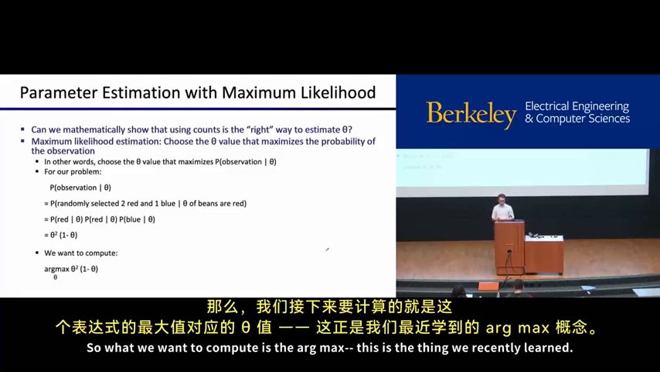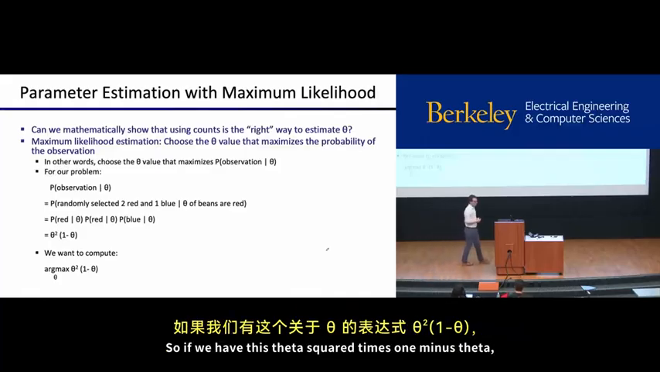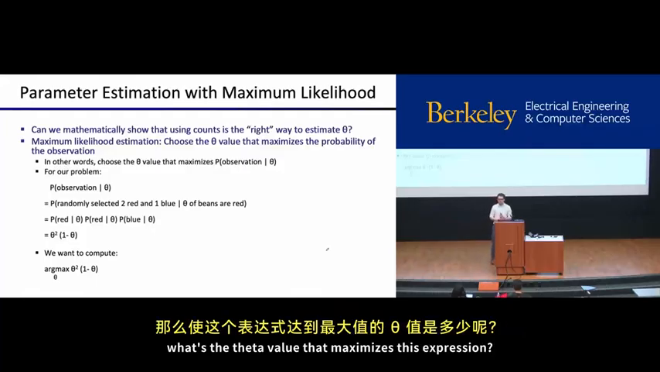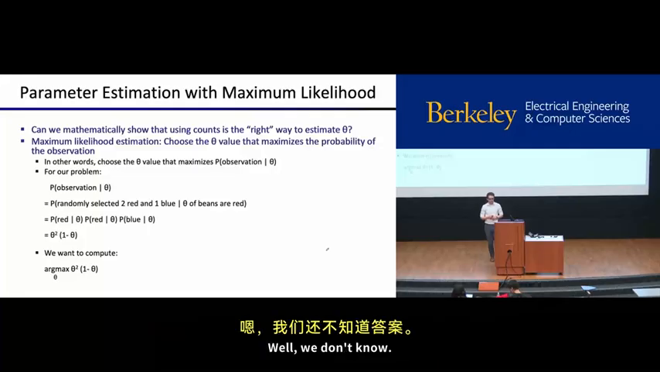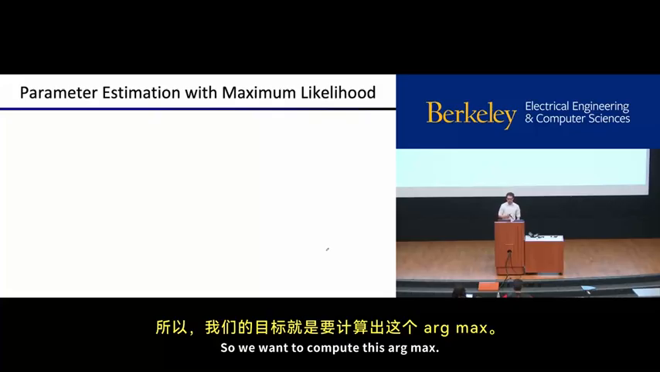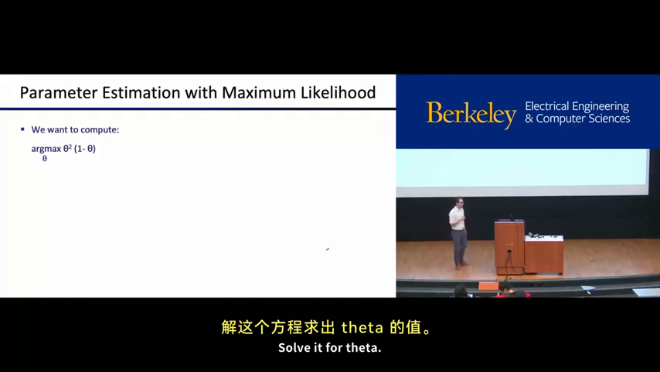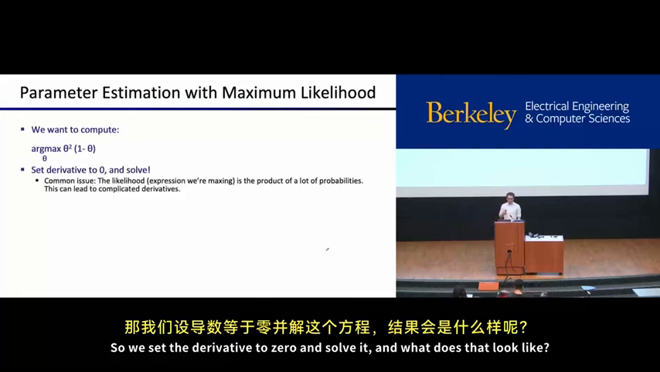Okay? So what we want to compute is the argmax. This is the thing we recently learned, right? The argmax is the argument theta that maximizes this expression in terms of theta. So if we have this theta squared times 1 minus theta, what's the theta value that maximizes this expression? Well, we don't know. We're going to have to try and figure that out. There's maybe going to be a little bit of calculus we might even have to do. So we want to compute this argmax. We can set the derivative of this expression to 0, and then solve it for theta.